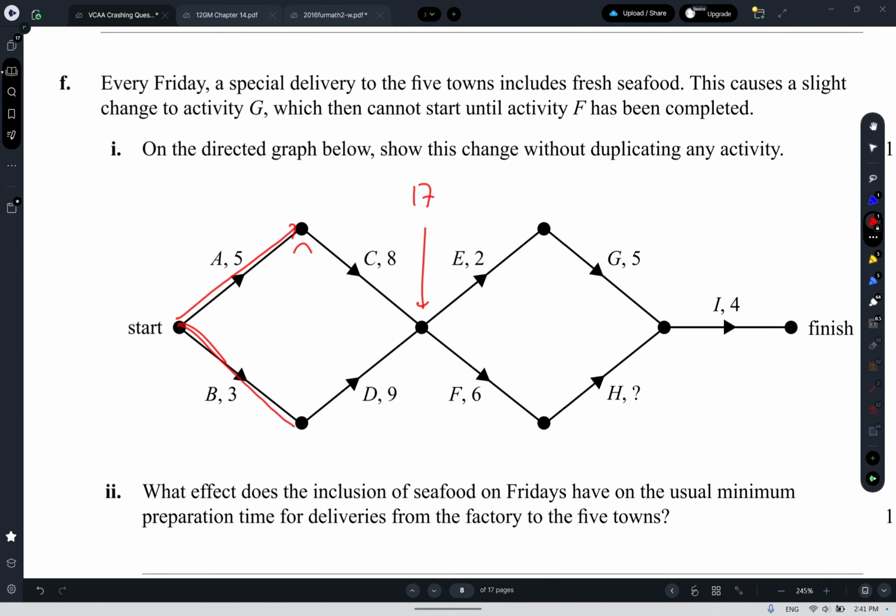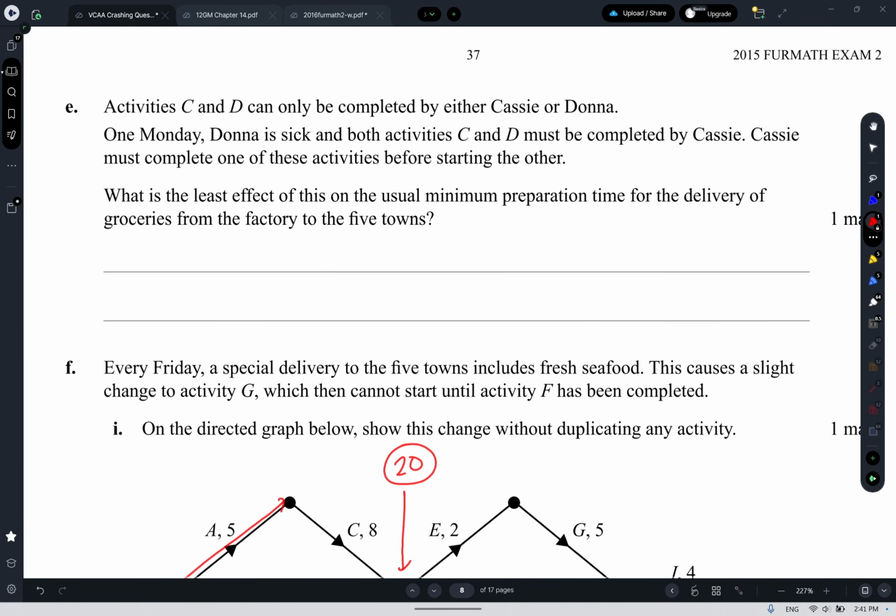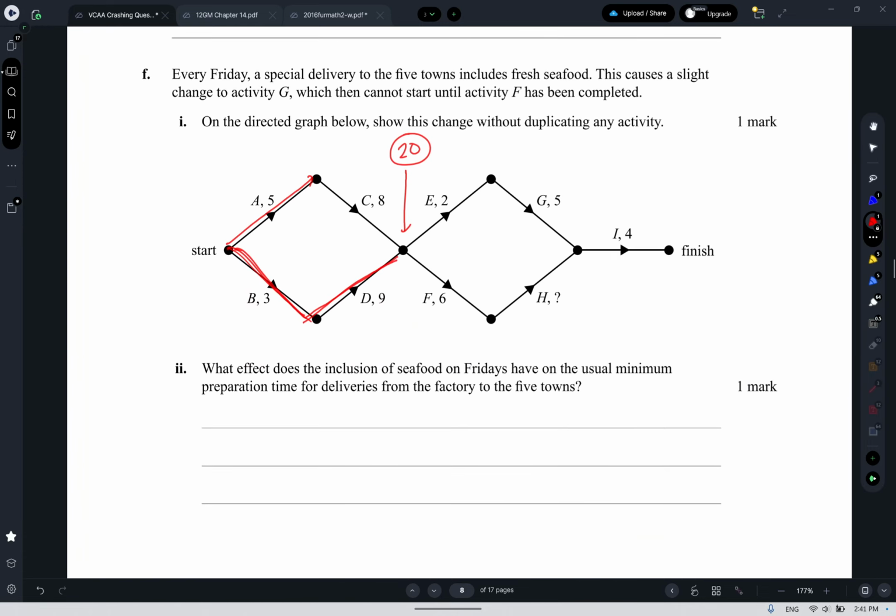So it's going to take 3 plus 9 is 12, and then I start the 8. So that's going to be 3 plus 9 is 12, plus 8, where did I get 17? Sorry. 3 plus 9 is 12, and then the C activity, which is 8, which would get me to this location at 20. Originally, I got there at 13, and so the effect that this would have would be a delay of 7 minutes. That's it. A little bit tricky.